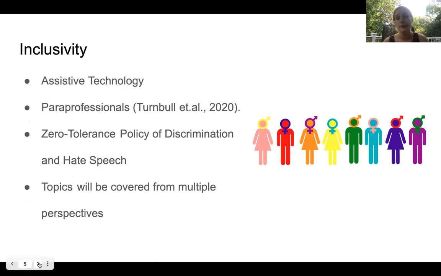The next thing that's really important to me in my classroom is inclusivity. Some elements of inclusivity in my classroom would look like assistive technology, paraprofessionals, a zero tolerance policy of discrimination and hate speech, and topics will also be covered from multiple perspectives. For example, in talking about 9/11, we would not just talk about the effect on the people who were in the building, but we would also talk about the effects on people who identify as being Muslim.